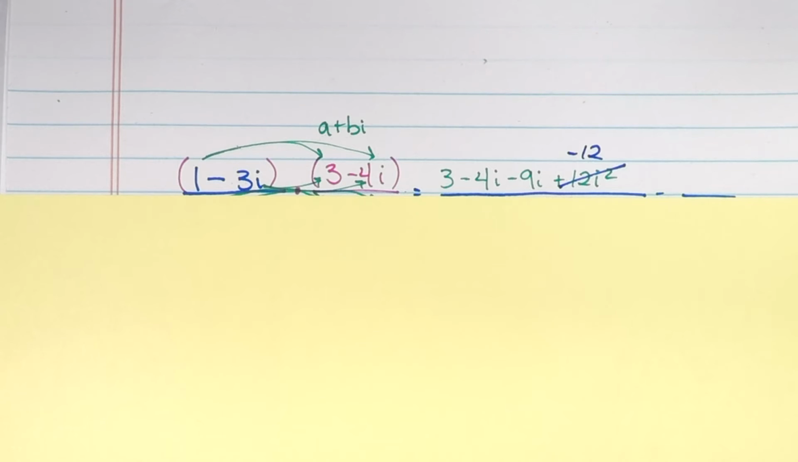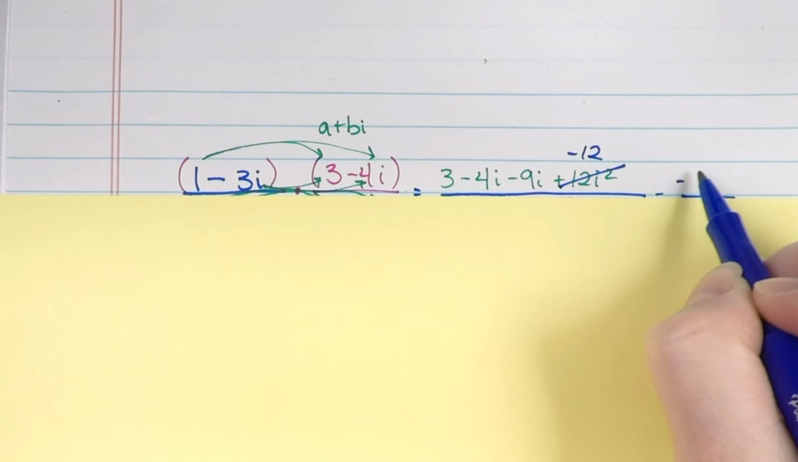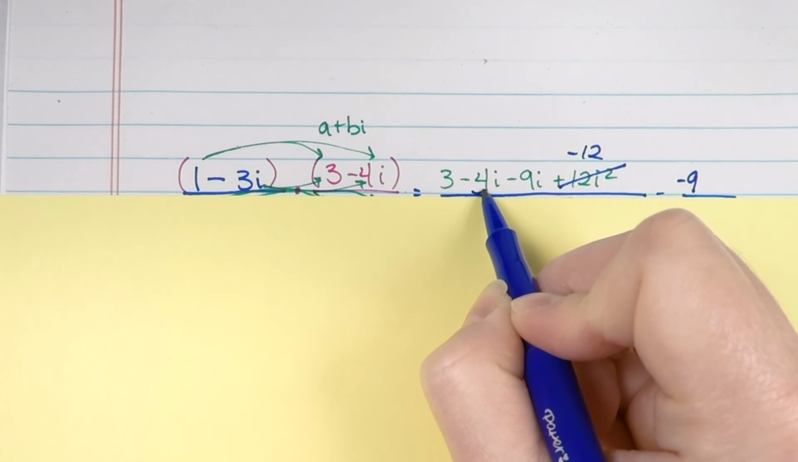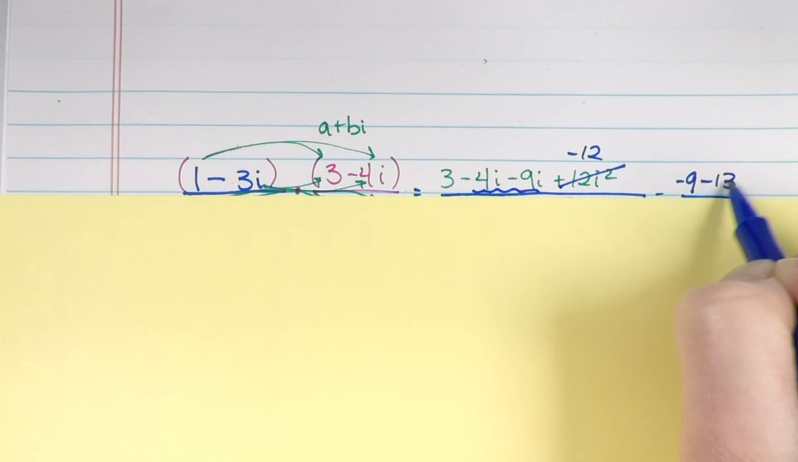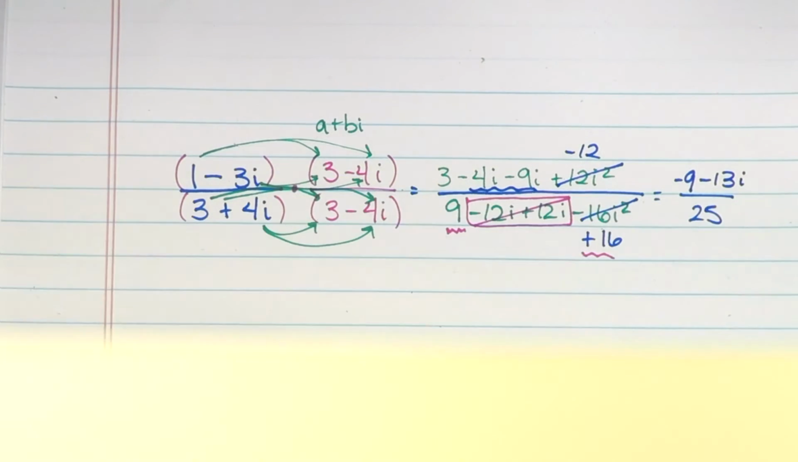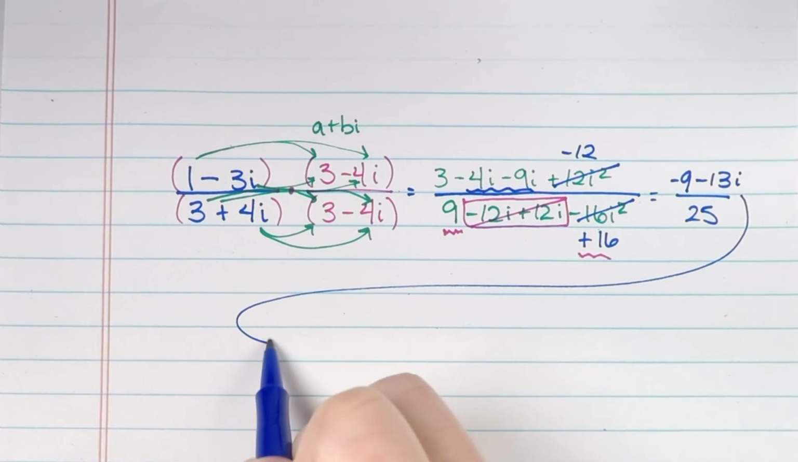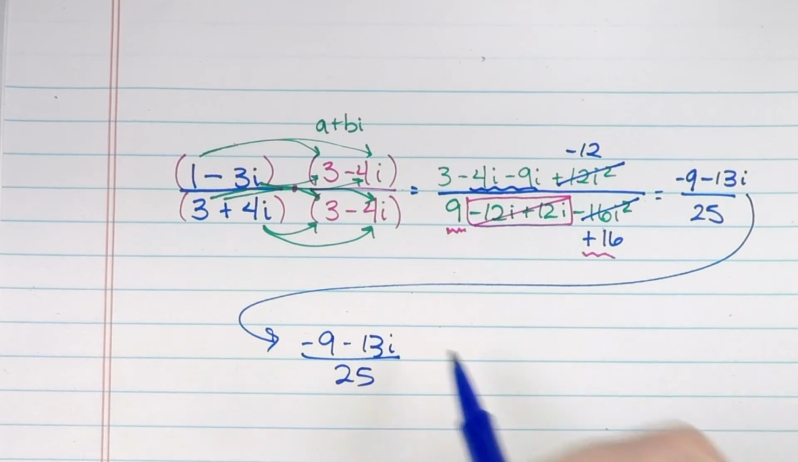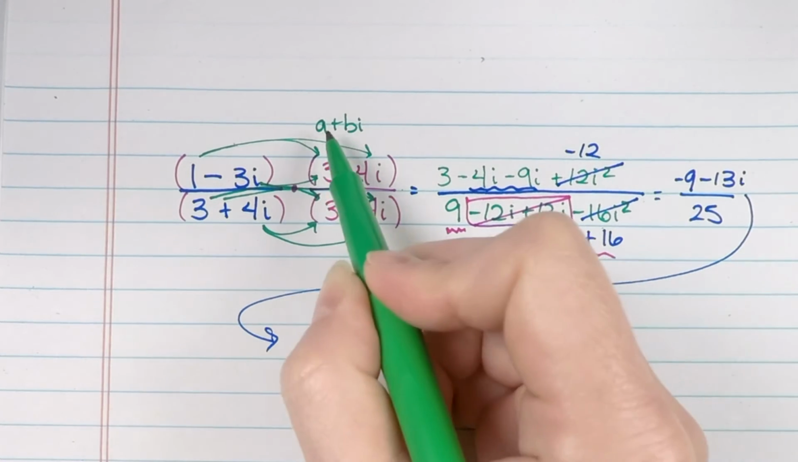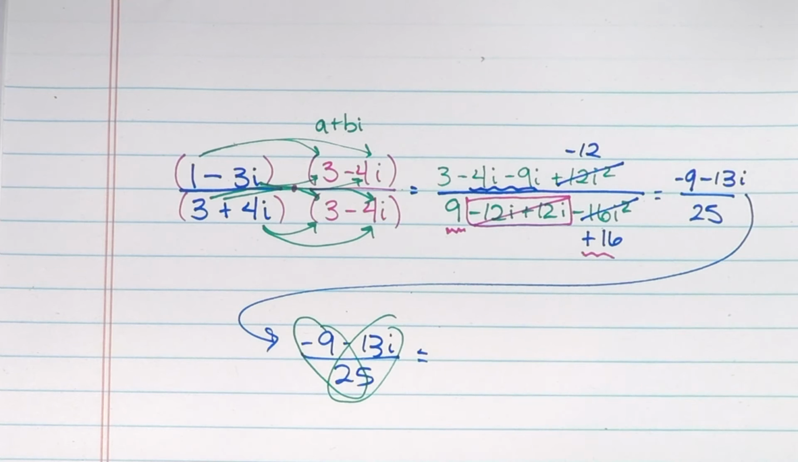And now let's combine our like terms. We've got the real numbers, 3 and negative 12. These will add up to negative 9. And if I add up the imaginary parts, negative 4i and negative 9i, those add up to negative 13i. So now looking at the whole entire thing, I'm going to just rewrite this over here since I'm running out of room. I just need to write this in the form a plus bi. So what we're going to do is divide both the terms by that 25 on the bottom.